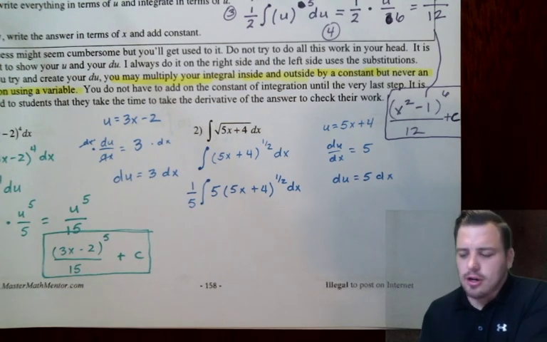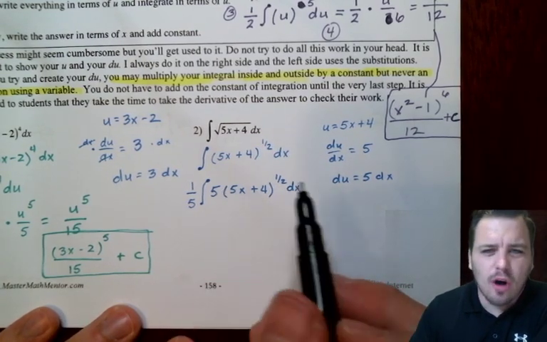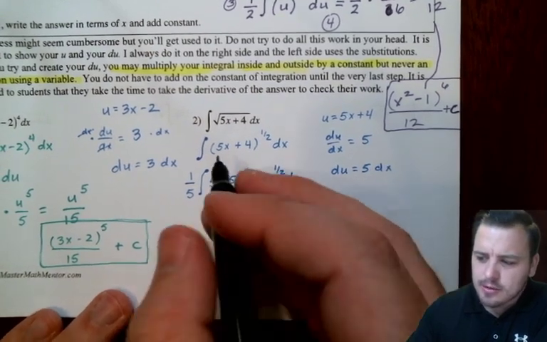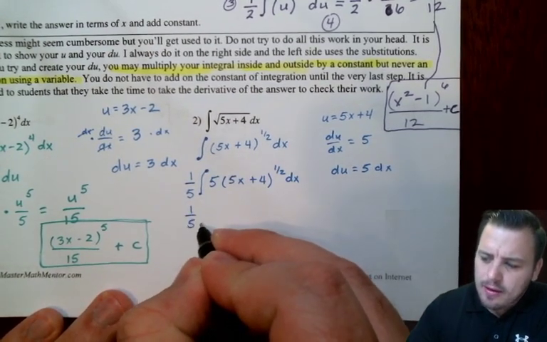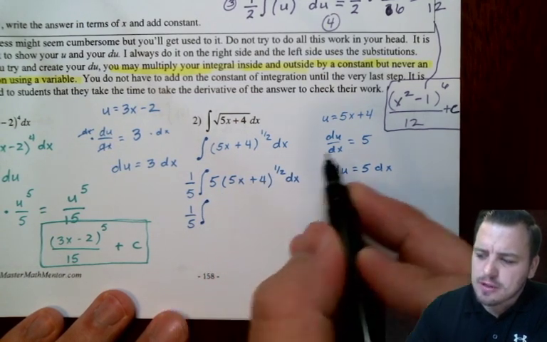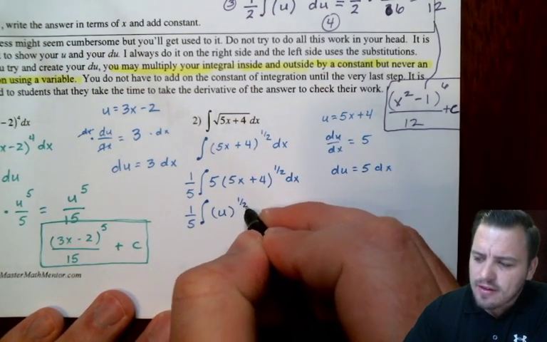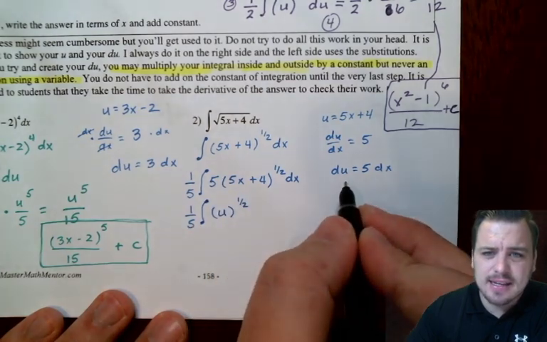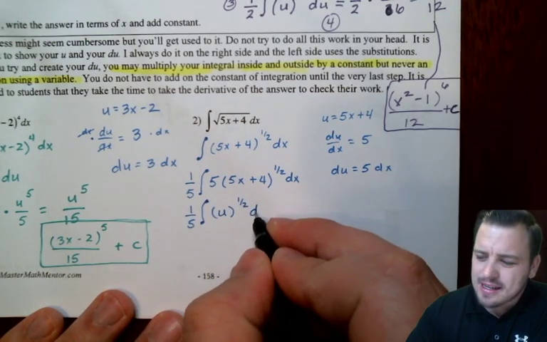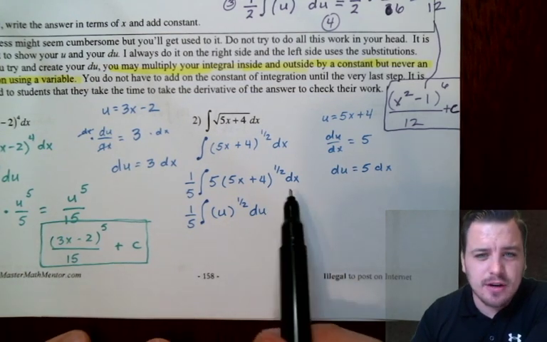Good. All right. So from here, we just replace all x's with u's. Okay? So here we go. 1/5 antiderivative of 5x plus 4 is u, guys. So we're going to say u to the 1/2, and then 5 times dx is du. So then we just say du. All right. Then from there, we just integrate the right side.